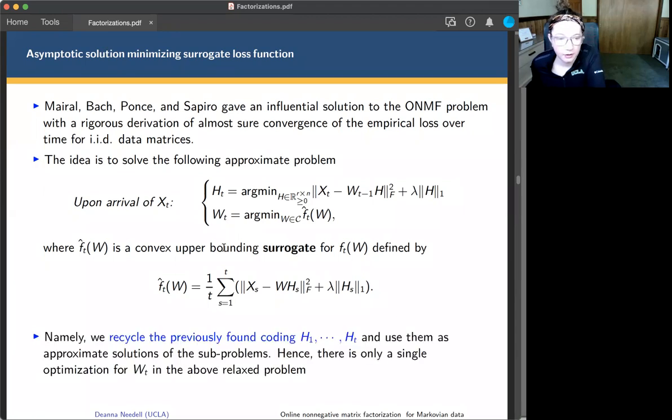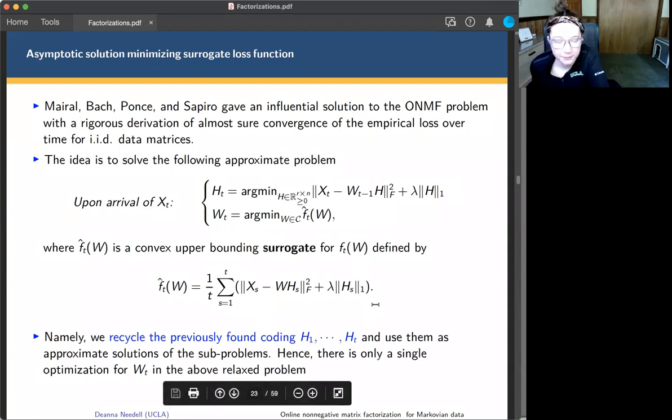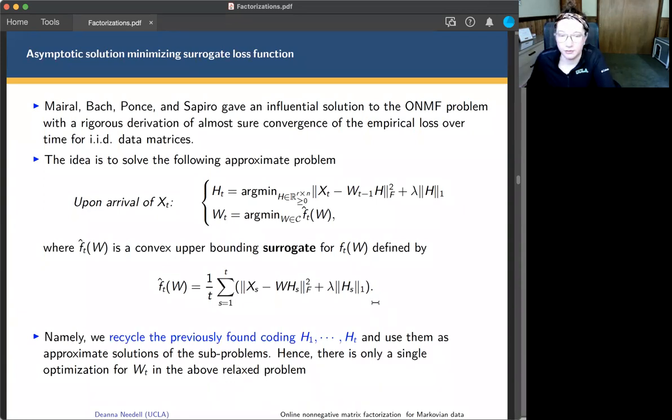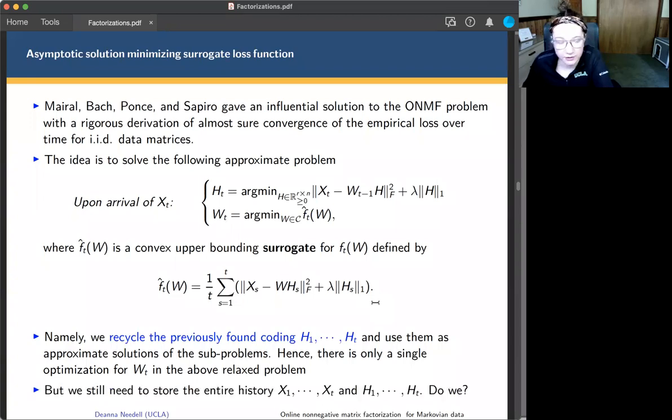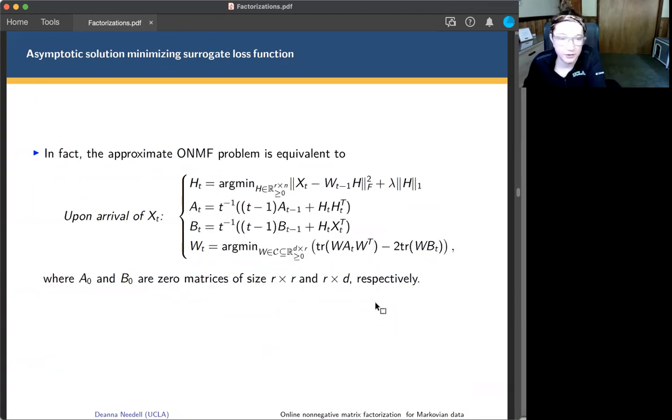You don't have to stare at the details too much. The takeaway is that in the surrogate, we're recycling the previously found coding matrices, H1 through Ht, and using them as approximate solutions to these subproblems. This allows you to solve only a single optimization for Wt rather than multiple ones over and over. Something you might worry about is, do we need to store all of the history of not only the data, which is used in this surrogate, but also the previously discovered factors, H1 through Ht? We're talking about large scale applications. Having to store all of this history would be quite problematic. And the good news is we can get around that.